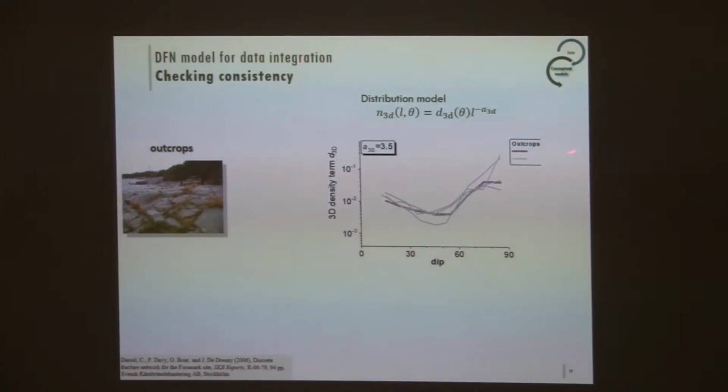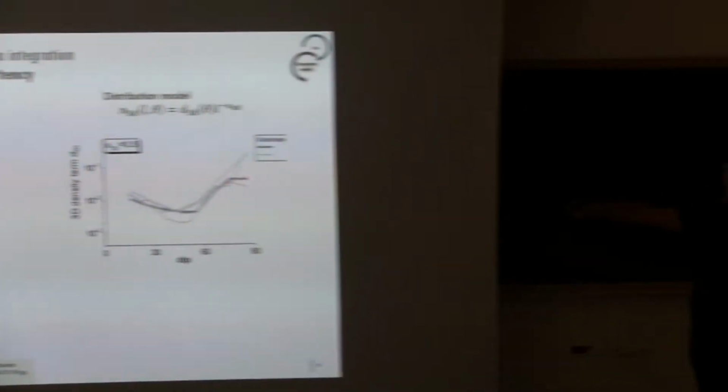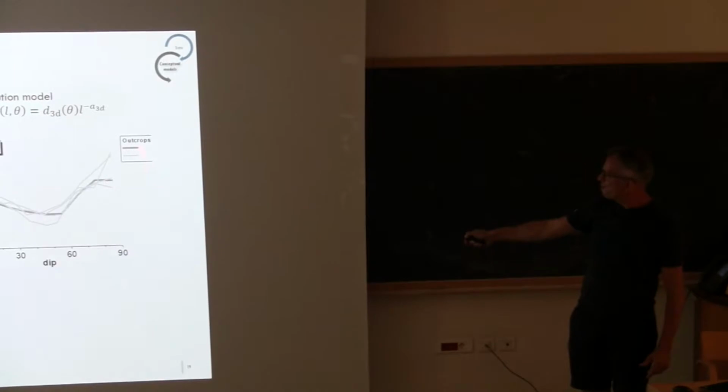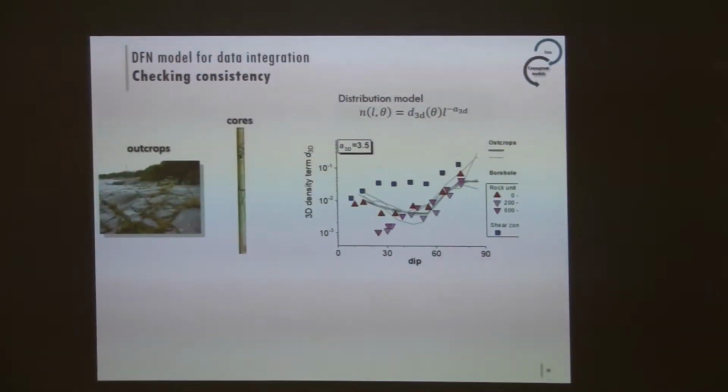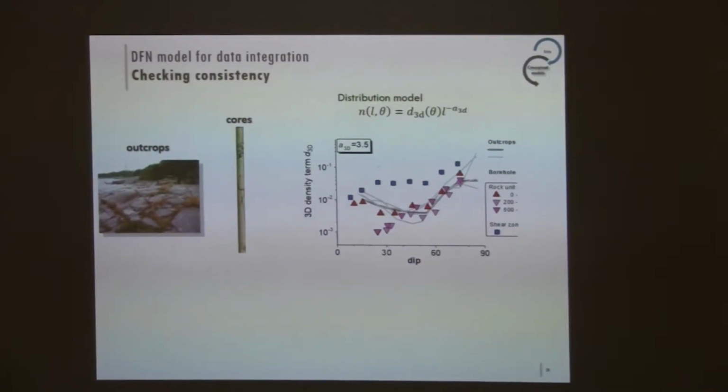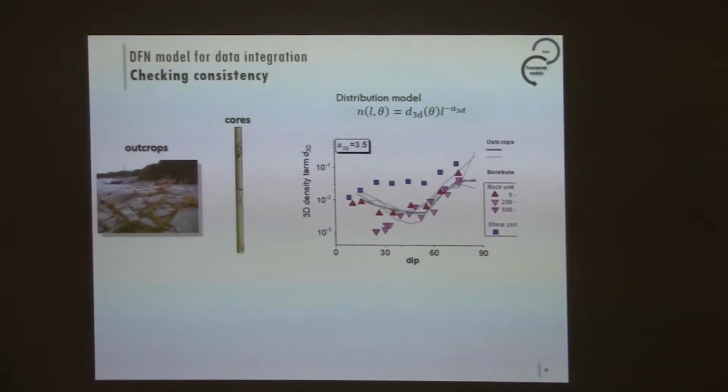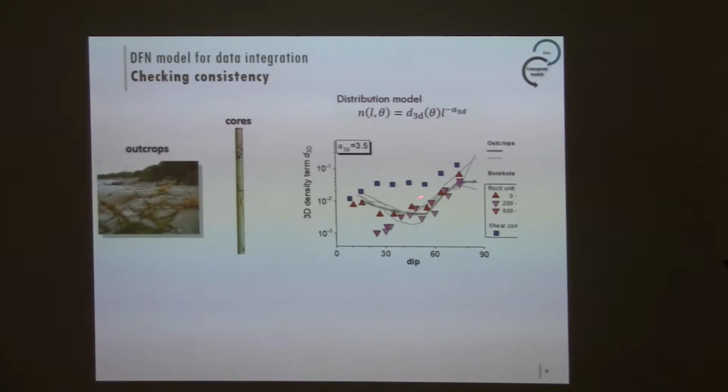Here I take this distribution model, I calculate the density term as a function of the depth for different outcrops. So you see you have more vertical fractures than horizontal ones. I do the same because you have the same measurement with borehole and outcrops. So I do the same and I will obtain this plot.